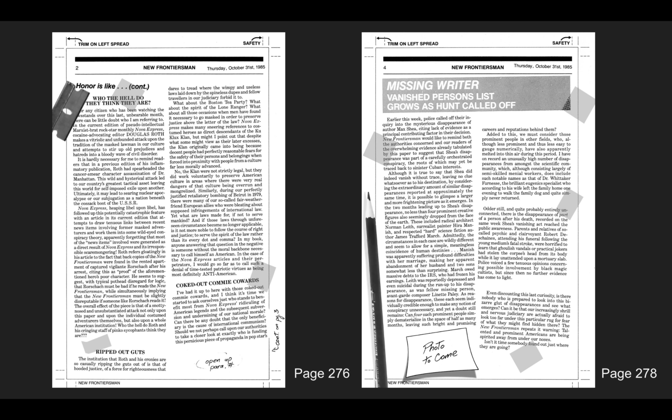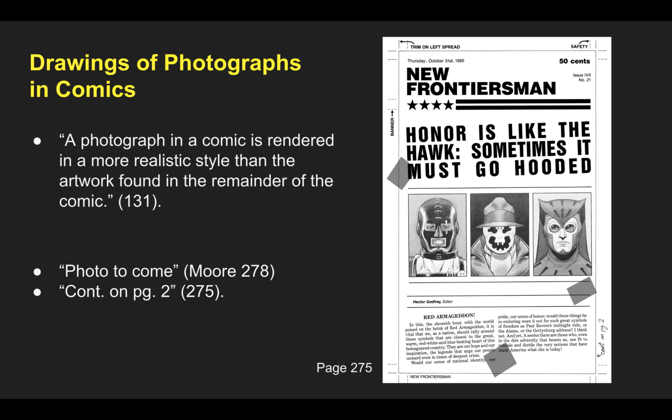The New Frontiersman newspaper front page displays a phenomenon Cook explains as a photograph in a comic being rendered in a more realistic style than the artwork found in the remainder of the comic. Out of all three photos, the one on the right of Nite Owl, I believe, most closely depicts Cook's phenomenon. Words written on the newspaper in handwriting like "photos to come" or "continued on page 2" give us the sense that this is a rough draft and that we, the readers, are seeing it before it is released into the world, which is the Watchmen world in this case.